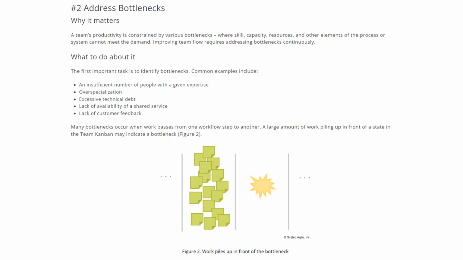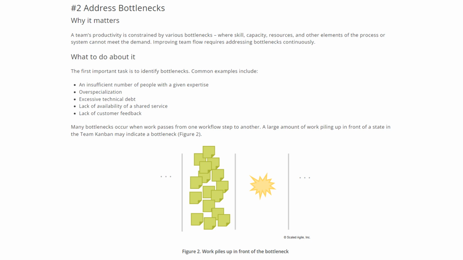The second flow accelerator is address the bottlenecks. Why does it matter for a team flow? A team's productivity is constrained by various bottlenecks where skill, capacity, resources, and other elements of the process or system cannot meet the demand, right? Improving the team flow requires addressing bottlenecks continuously.